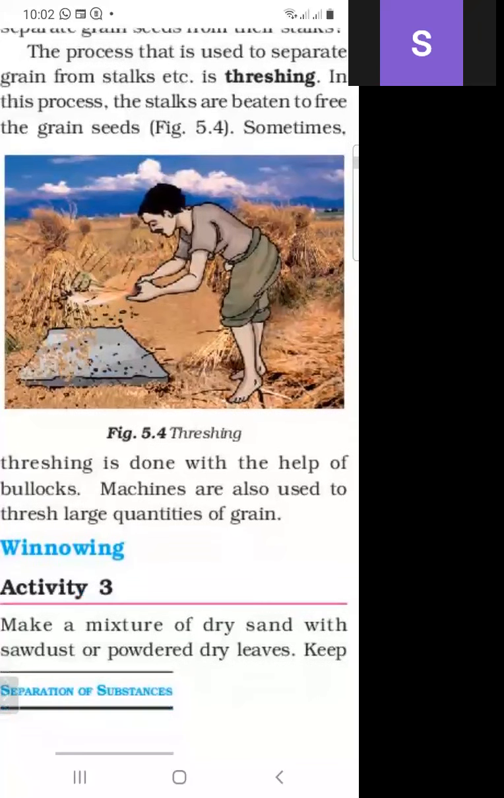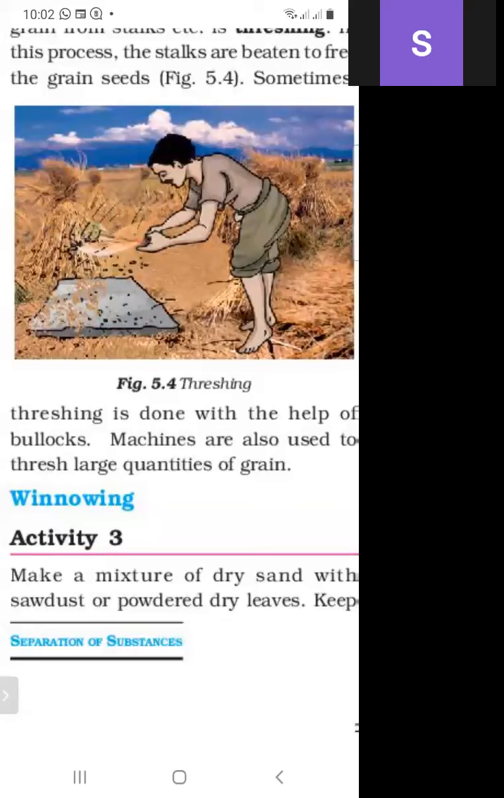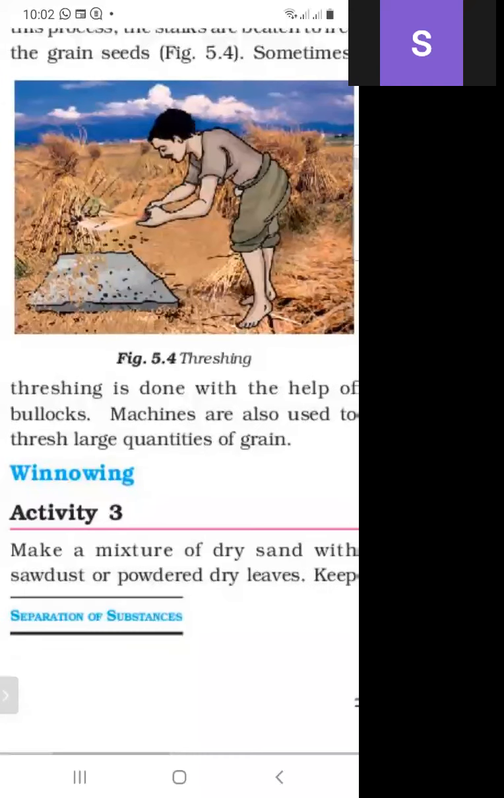The next separation process is winnowing. In what cases is winnowing used? If one particle is heavier as compared to the other, this process is used. The process of separating heavier particles from lighter particles with the help of wind is called winnowing.